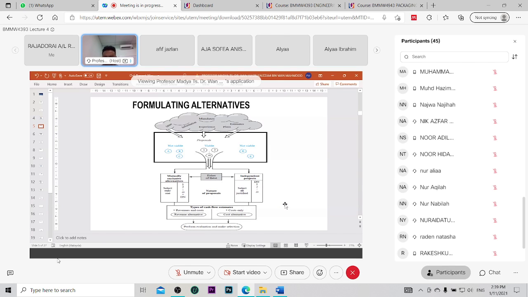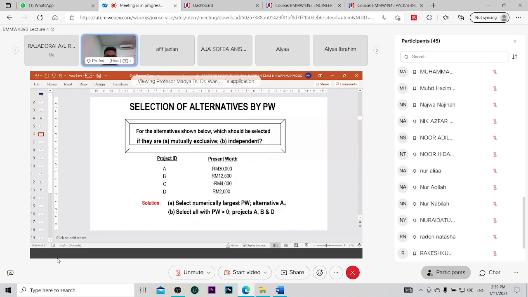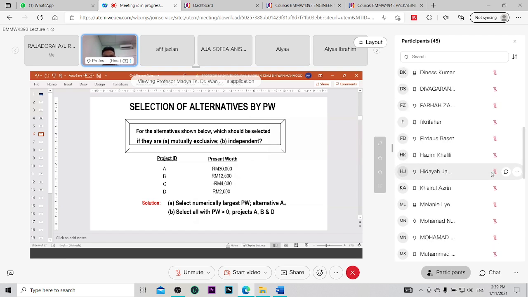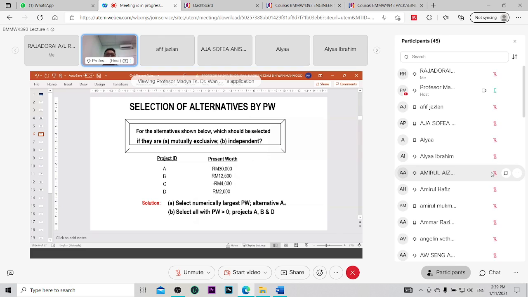To explain further, this is the meaning of mutually exclusive alternatives, and this is what we call independent. You need to decide which one is the best, depending on the alternatives we have. For example, we have a few projects. Basically, we need to decide the best for us. I mean, worth means profit, or less loss.